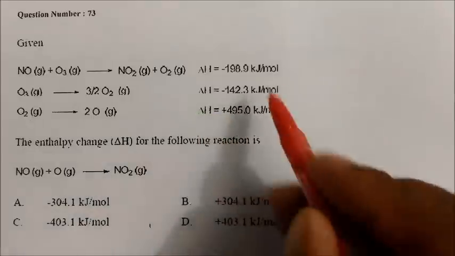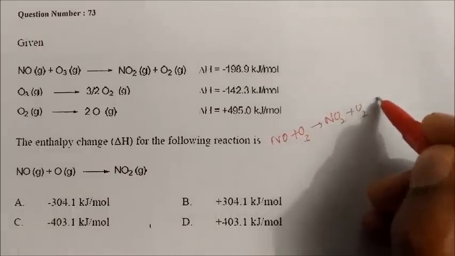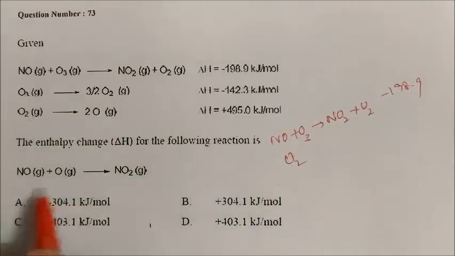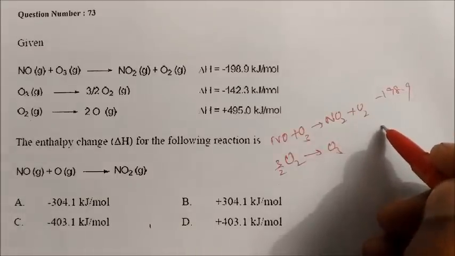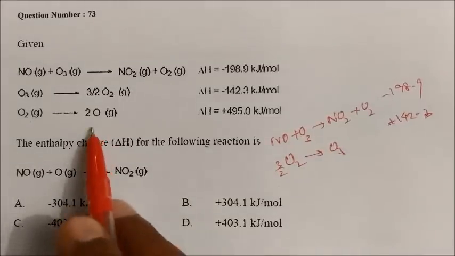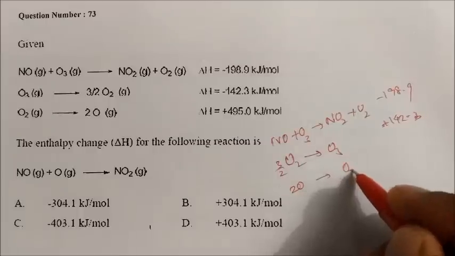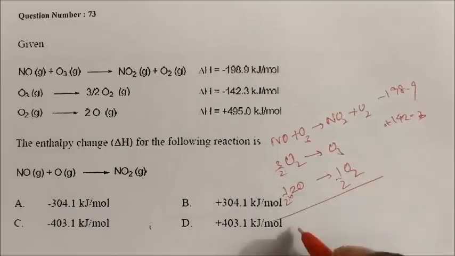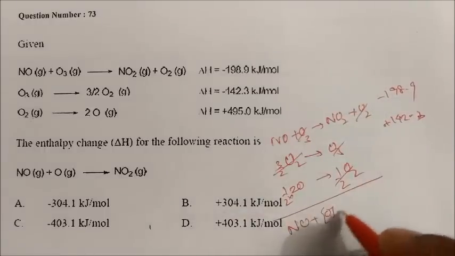If you see these reactions, we can write NO plus O3, it will give you NO2 plus oxygen. In this case, we have the value -198.9. In the second case, we take the reverse of this one, because we have to get the final result. The reverse is 3/2 O2 converting into O3. In this case, the enthalpy will be again 142.3. The third reaction is this one: two nascent oxygen converting to oxygen. We take the reverse again, half of it, so it becomes nascent oxygen. If you add them, the oxygen will cancel, the ozone will cancel. So you will get NO plus nascent oxygen giving you NO2.